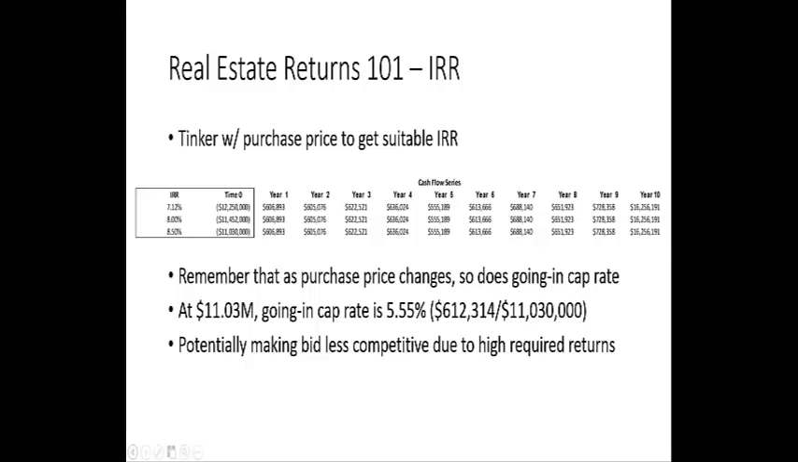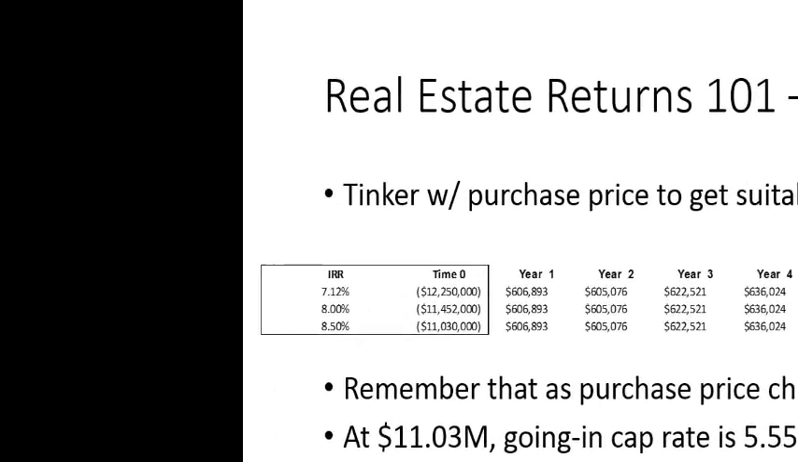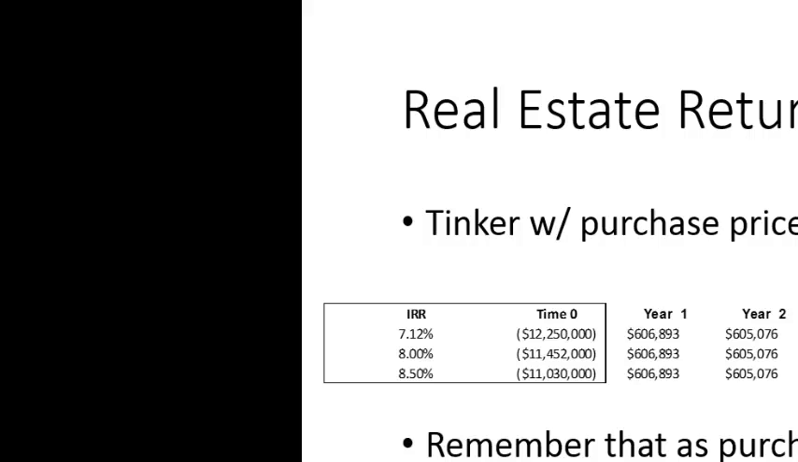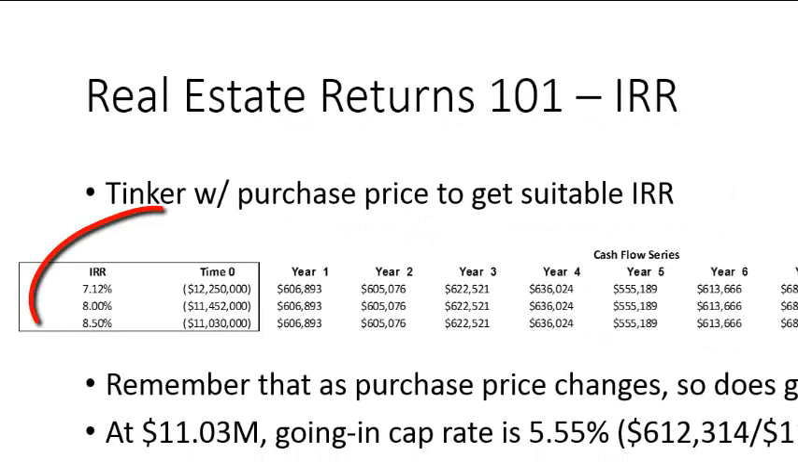Now, generally what happens when you're acquiring an asset and you're underwriting the investment, you may tinker with the purchase price to arrive at an IRR that is more appropriate for your investment requirements. So for instance, maybe 7.12% is too low. You're not getting enough return for the risk that you're taking, and you believe you now need an 8% IRR or an 8.5% IRR. So you can see by virtue of increasing your IRR, you are decreasing, obviously, the purchase price that you are providing for the investment.